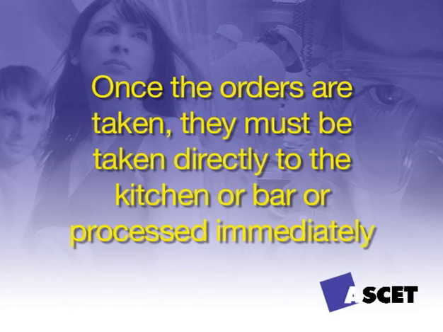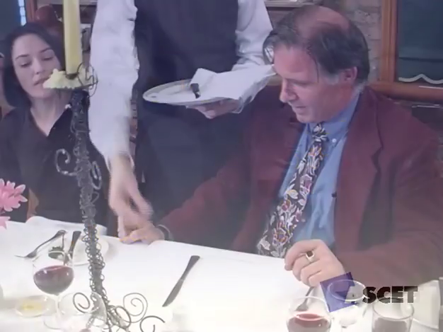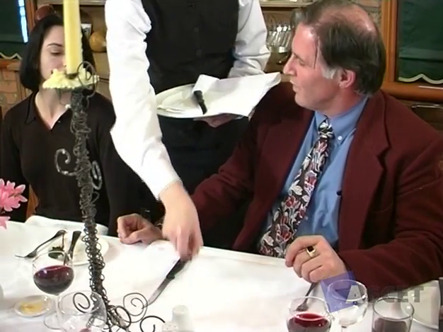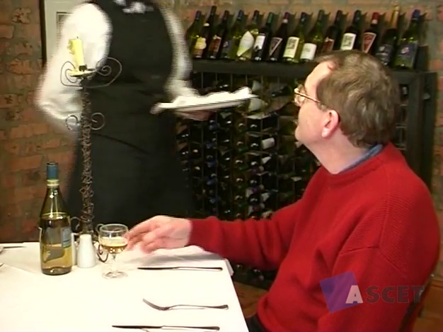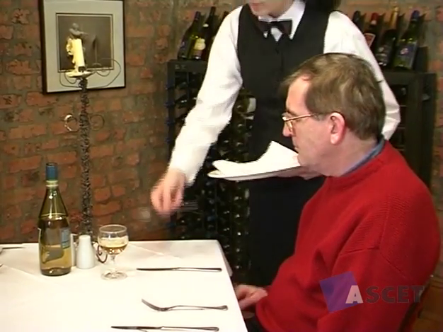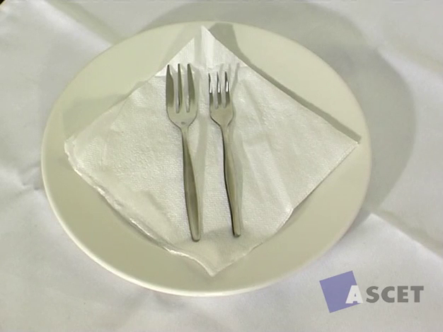Once the orders are taken, they must be taken directly to the kitchen or bar or processed immediately. Your next job is to adjust cutlery to suit the meals that have been ordered. You should take all cutlery needed for dishes up to and including the main course. Put the selected cutlery on a service tray and take it to the table.